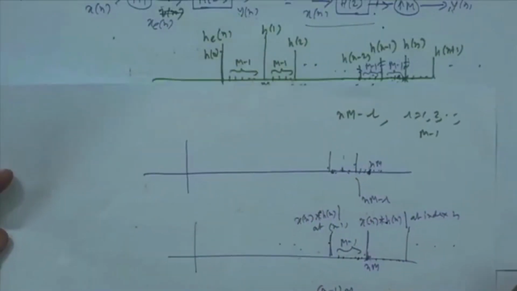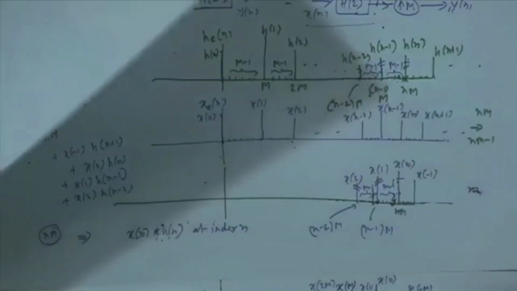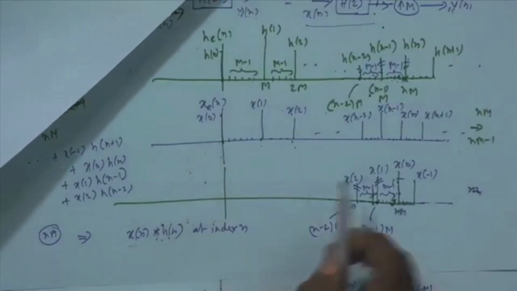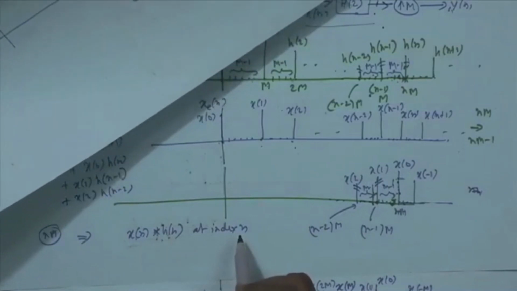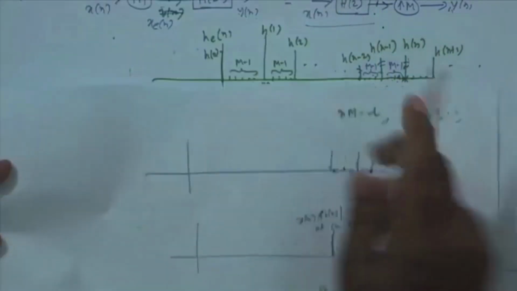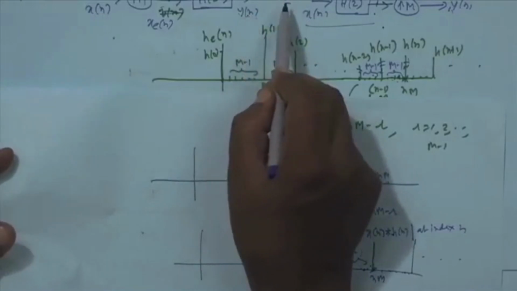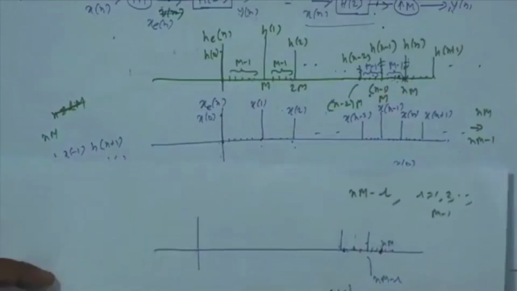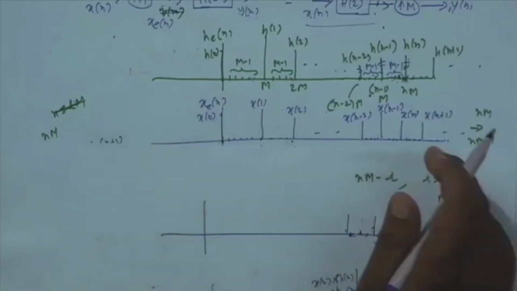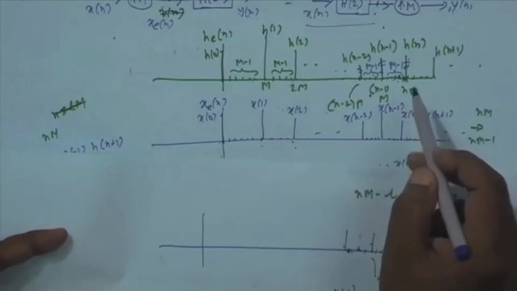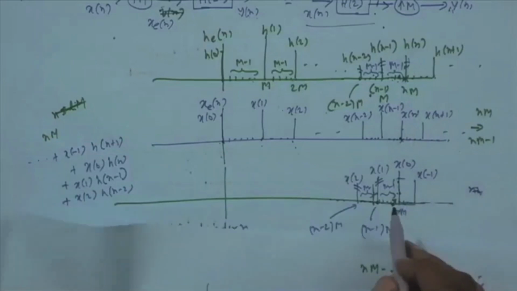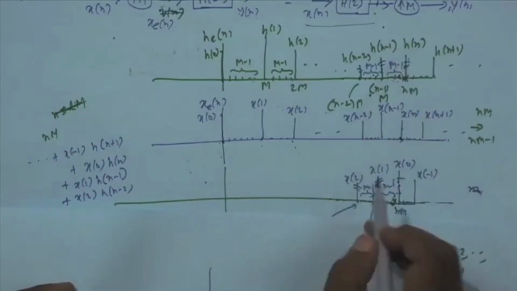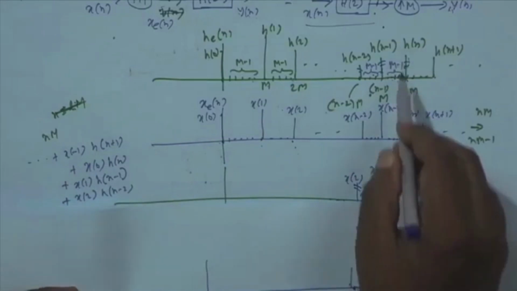Why this sequence? As I told you, if your shift is nm, then at index n, if n is a multiple of m, that is nm, what you get is this: you are flipping this and shifting by nm. So nm is here, and x[0] is multiplying h[n], since this is flipped and shifted. So x[0] h[n].